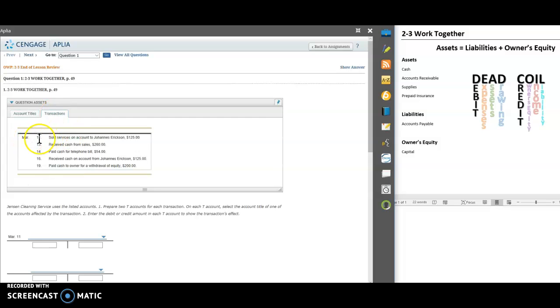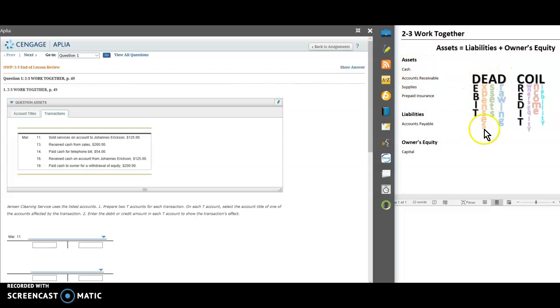So, first transaction, March 11th, sold services on account to Johannes Eriksson, $125. It does not say anything about cash here, so we're not actually collecting any money at the moment. Sold services means we made a sale, okay, but on account. So that means that somebody owes us money, so the amount that they owe us is going up. And when somebody owes us money, that is considered accounts receivable.